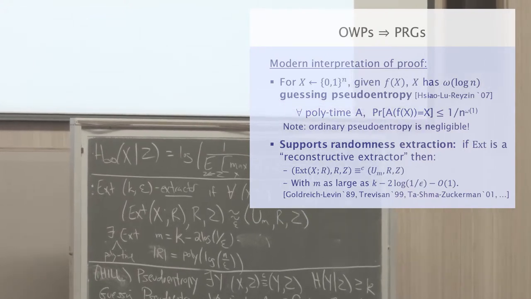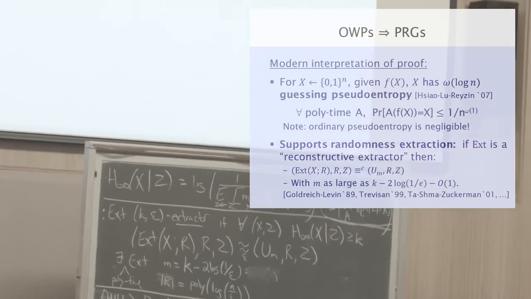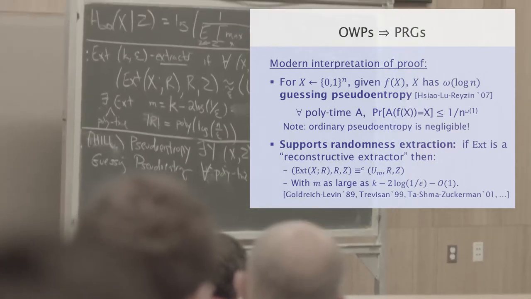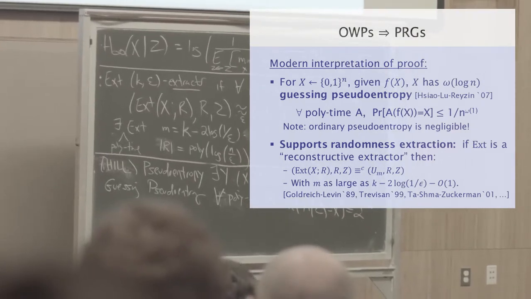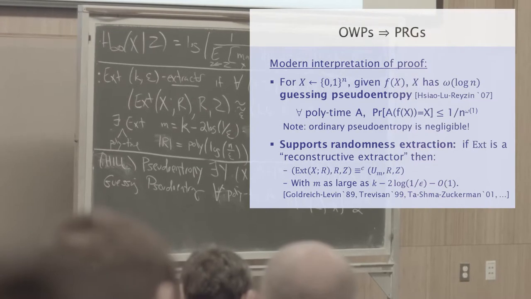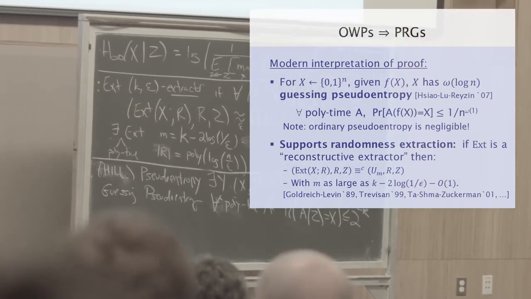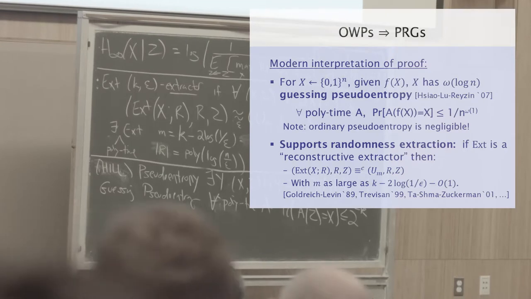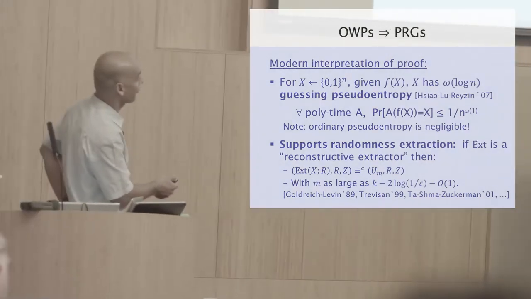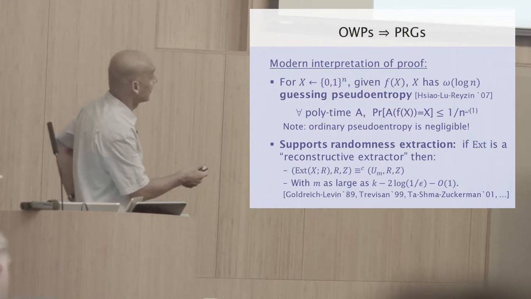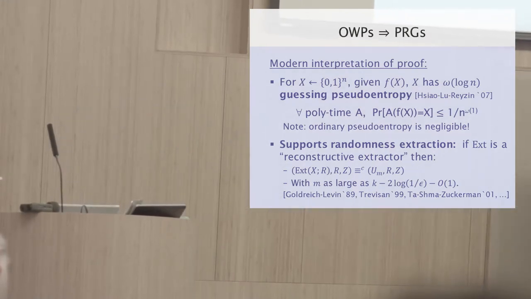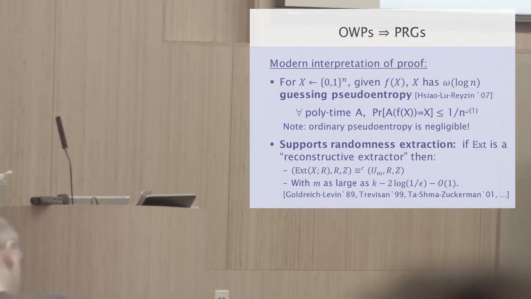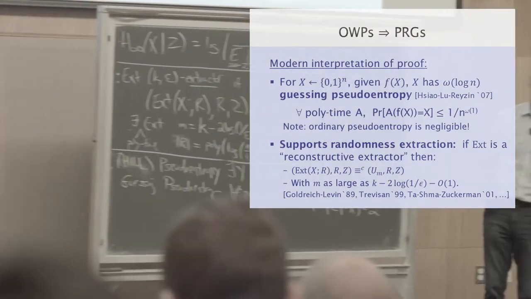Okay, so that's great, but it's not in general as useful a notion as Hill pseudoentropy. Here we're not saying that x is indistinguishable from something of high pseudoentropy given f of x. We're just saying that this property holds, that you can't predict x from f of x. And in fact, if we take z to be f of x here, the Hill pseudoentropy of x given z is negligible.